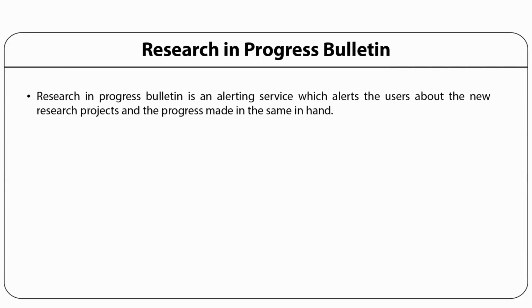Research in Progress Bulletin is an alerting service which alerts the users about the new research projects and the progress made in the same in hand.